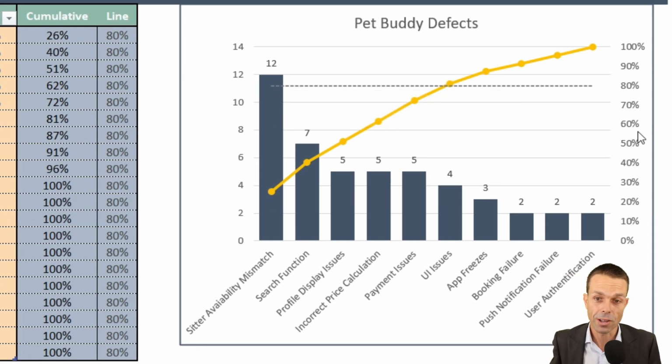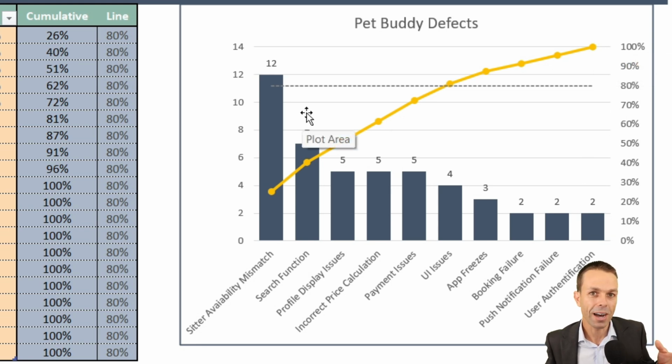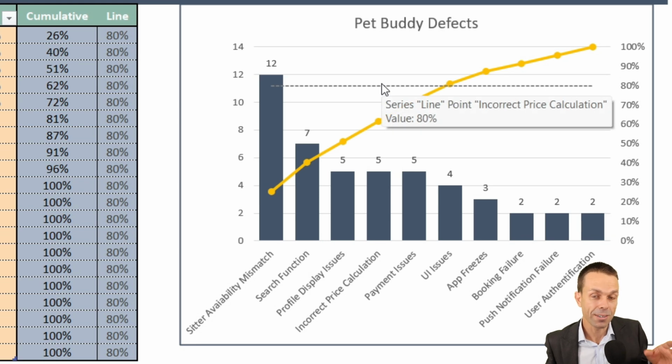Over on the right hand side is a cumulative percentage. So all of these are added up as a percentage until it gets to 100% all the way at the end. The key with the Pareto chart is it's based on the Pareto principle, which is that 80% of the outcomes happen from 20% of the inputs. And it happens everywhere throughout life.